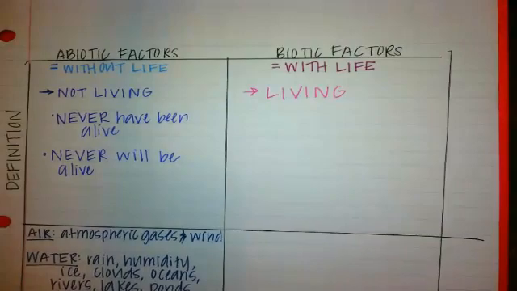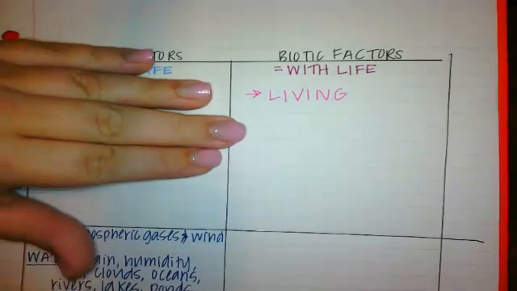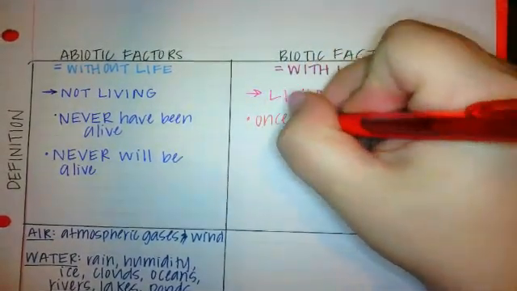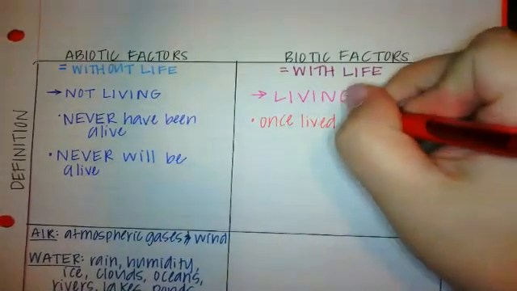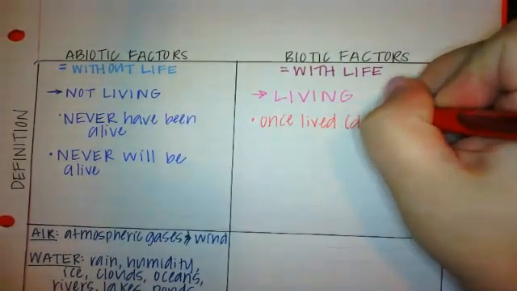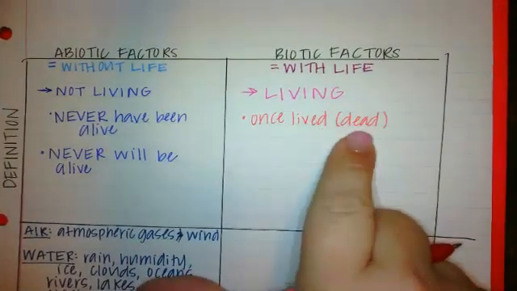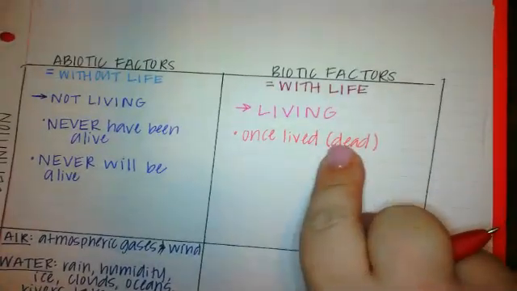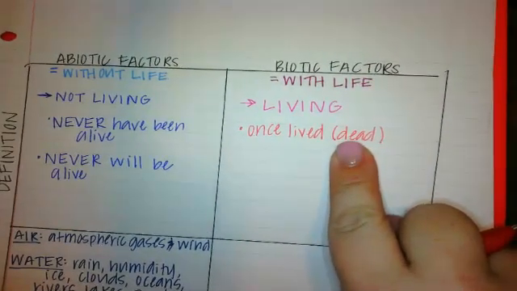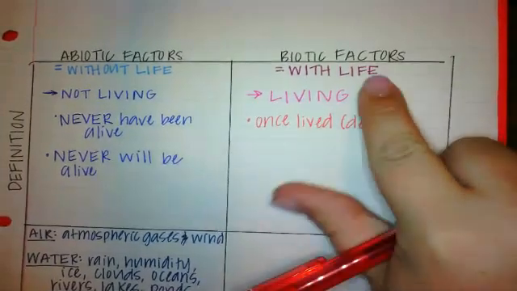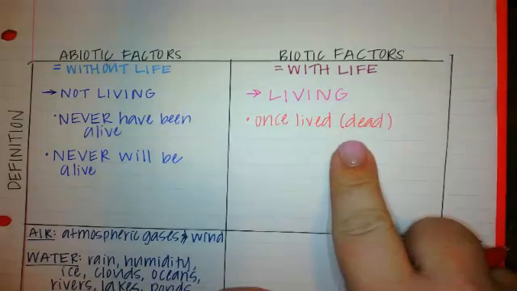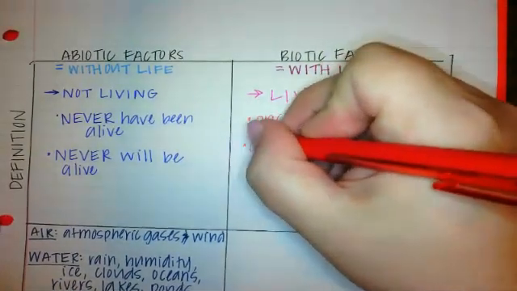Okay, this one gets a little tricky because there are some sticky points with it. So it can be something that once lived. Okay, if something once lived, that would mean it is dead now. Okay, this does not make it non-living or abiotic. Okay, this at one point had life. So if you're talking about a dead mouse, at one point it was a biotic factor, so it remains qualified as a biotic factor. It came from a living thing.